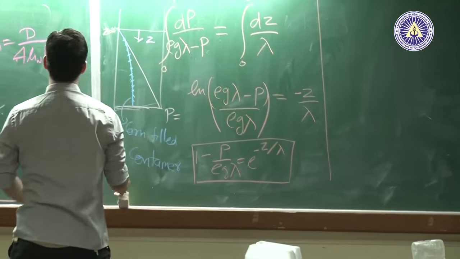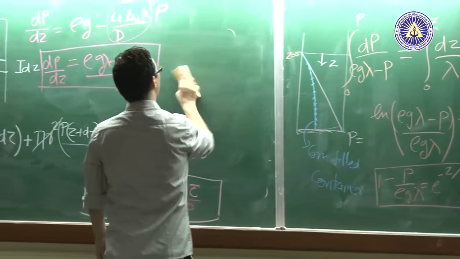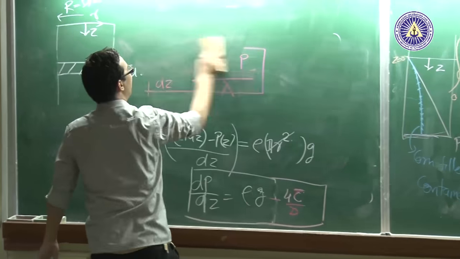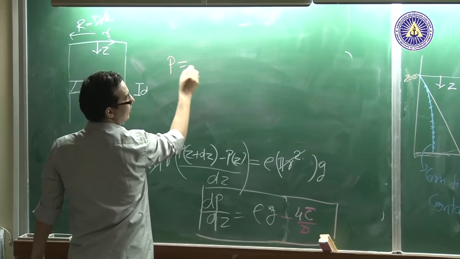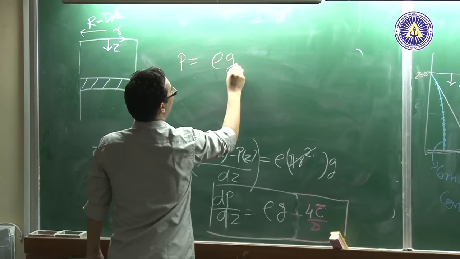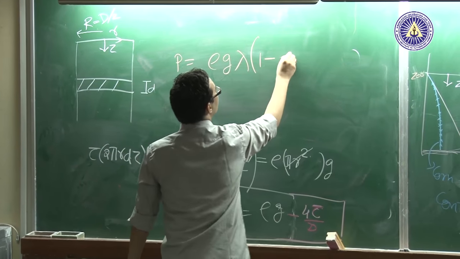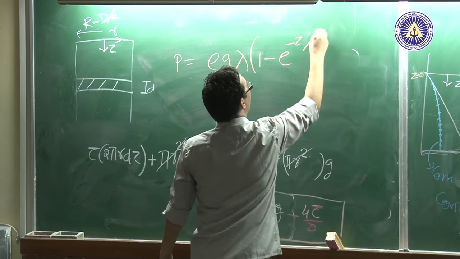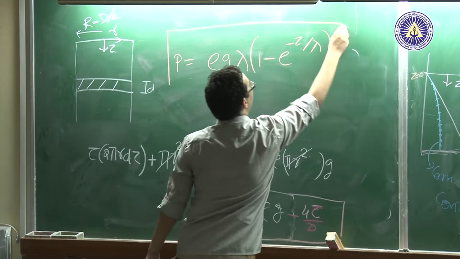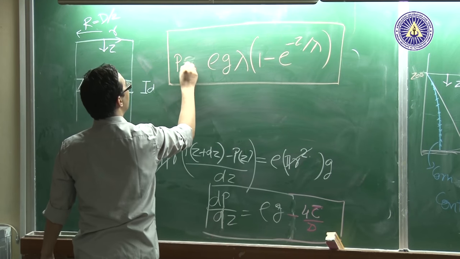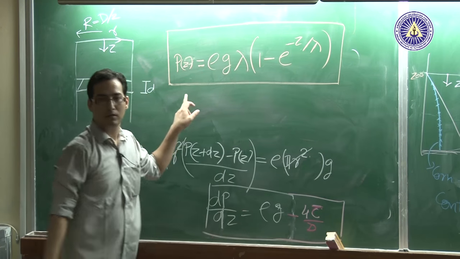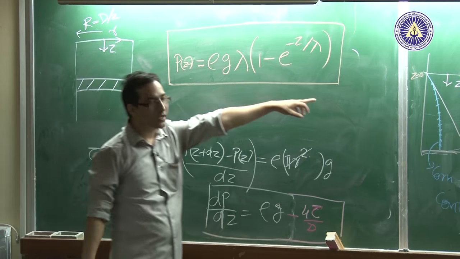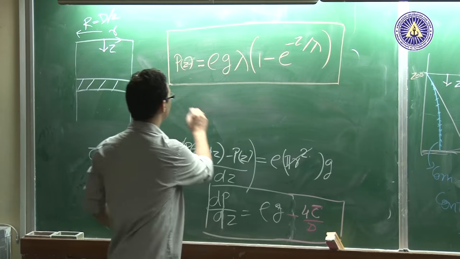And so my pressure essentially becomes, I can probably erase all this now, my pressure essentially becomes rho g lambda times 1 minus the exponential. So this is my pressure at any height, at any depth z. And this is what gives rise to your saturation pressure.